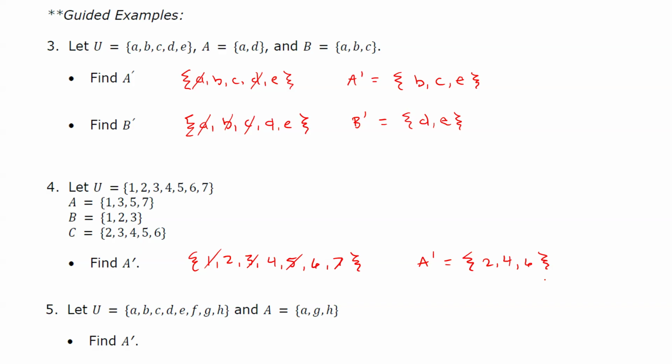Okay. And number 5, our universal set is A, B, C, D, E, F, G, and H. A contains the elements A, G, and H. So the universal is A through H. Set A contains A, G, and H. So the complement of A would be B, C, D, E, and F. All right.